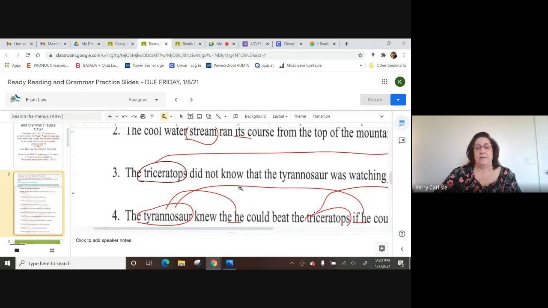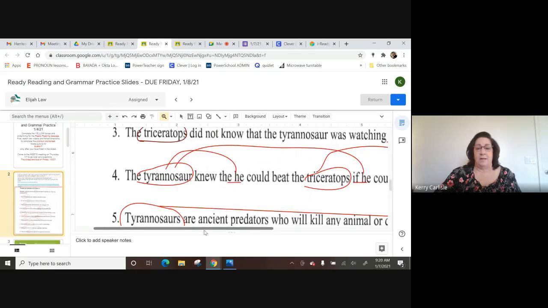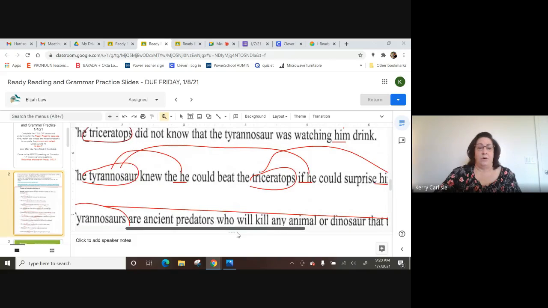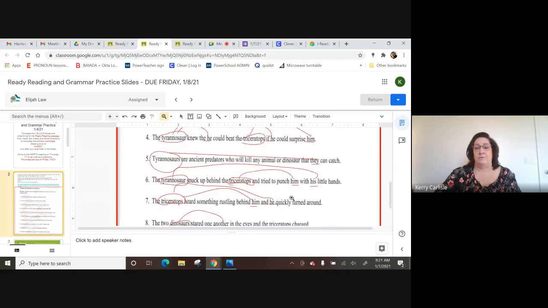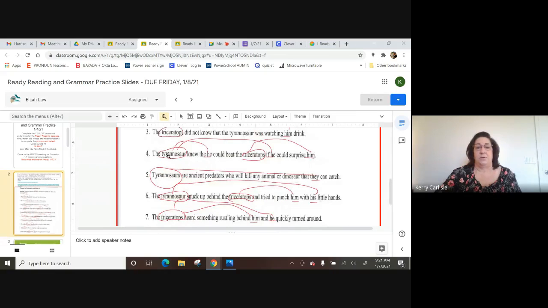It's usually pretty easy to find the pronouns, but take a look at number 4 for a minute. 4 is tricky because you actually have 2 different antecedents related to the pronouns. And this is one of the things we're learning about. It says the Tyrannosaurus knew that he could beat the Triceratops if he could surprise him. So these are both male dinosaurs, I guess. And so they're using pronouns that can be a little confusing.